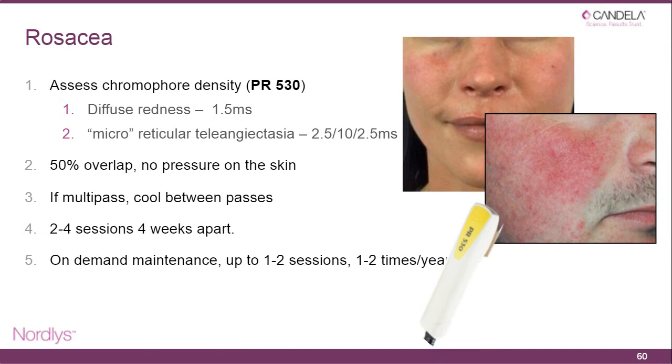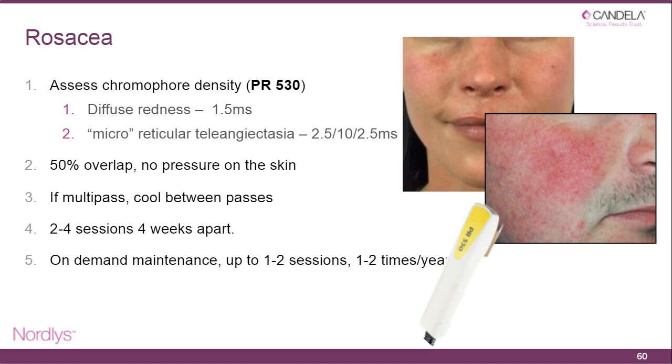On the treatment, we should first of all assess the chromophore density. If we have a diffuse redness or a microreticular telangiectatic pattern: if we have a diffuse redness, we should go for the 1.5 milliseconds setting. And if we have this microreticular network, we should go for the double pulse of 2.5 milliseconds with 10 milliseconds of delay between them.